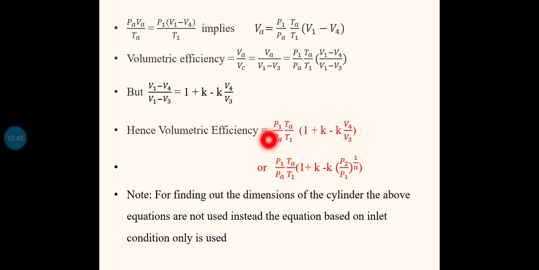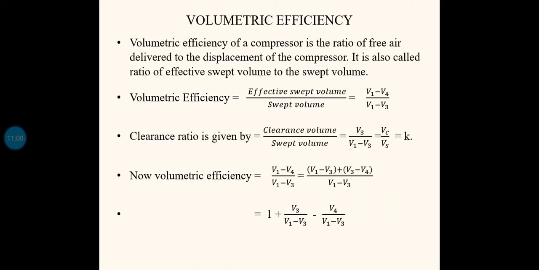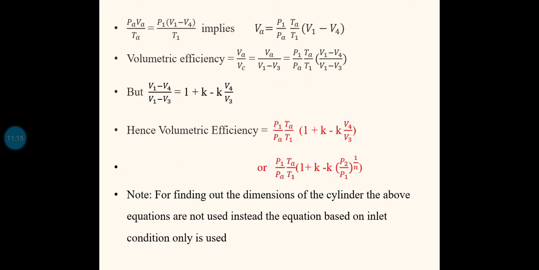From the expression of the free air, we know that PA VA by TA equal to P1 into V1 minus V4 by T1, which implies that VA equal to P1 by PA into TA by T1 into V1 minus V4. This we have already seen in the starting of the presentation. Now volumetric efficiency is VA by VC. One more definition of the volumetric efficiency was this one. The volumetric efficiency of the compressor is the ratio of free air delivered to the displacement of the compressor. Free air delivered is nothing but VA, and displacement of the compressor is V1 minus V3.